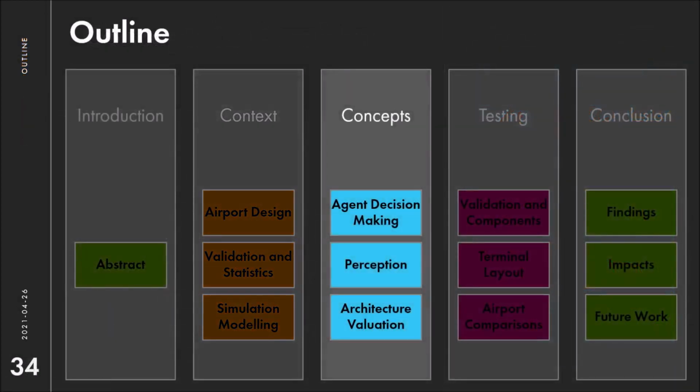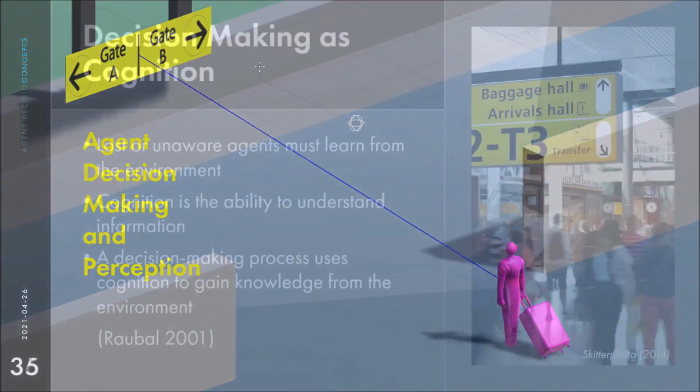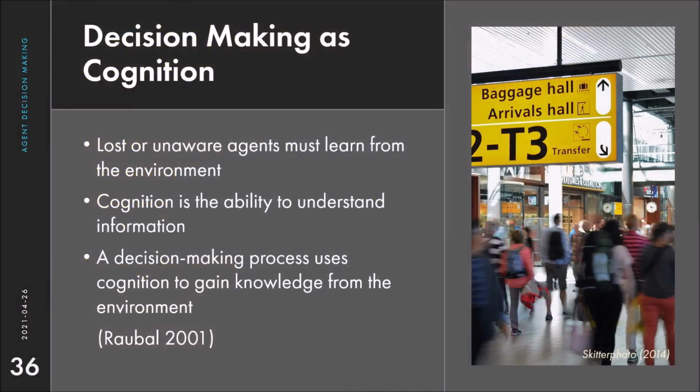To understand how this works, I'll summarize the concepts of agent decision-making, perception, and valuation, starting by considering how decision-making and perception work together. Agents that don't have existing knowledge of a space must understand what to do based on their ability to read their surroundings. This can be represented by a cognitive decision-making process, which describes how to gain knowledge and interpret information.